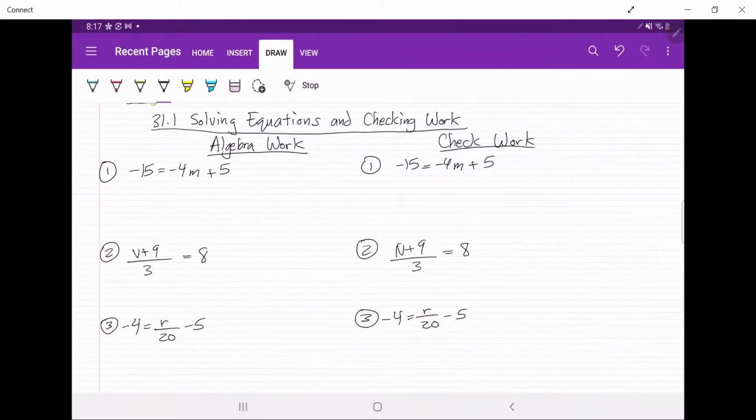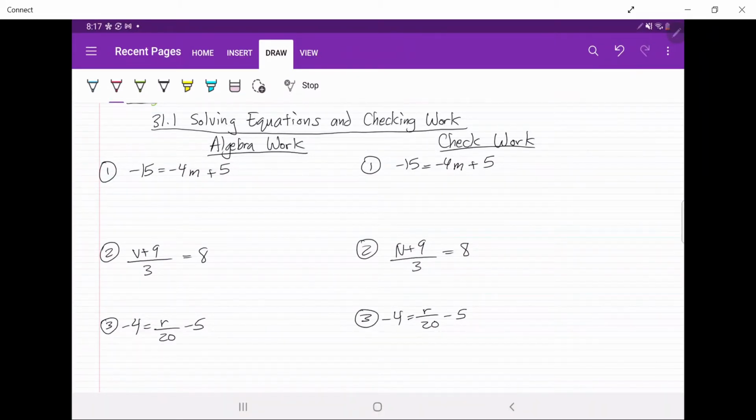In today's video, you'll learn how to solve equations and check your work. Here are 5 different examples to show you how to show your algebra work and check your work. First problem is negative 15 equals negative 4m plus 5.